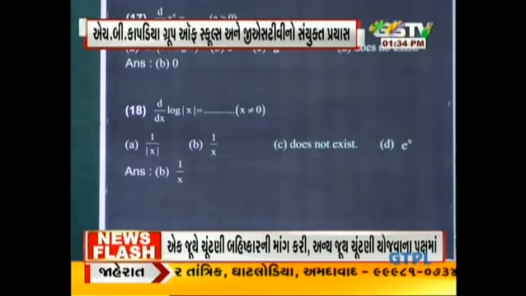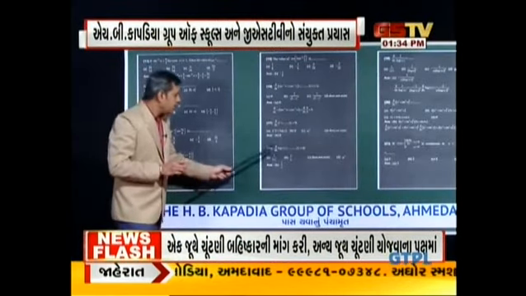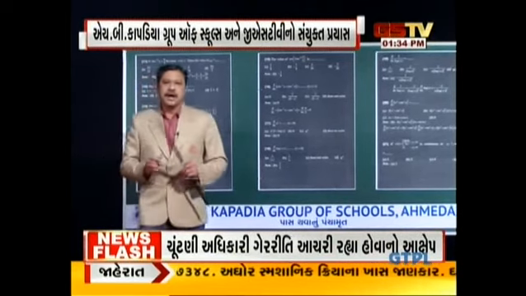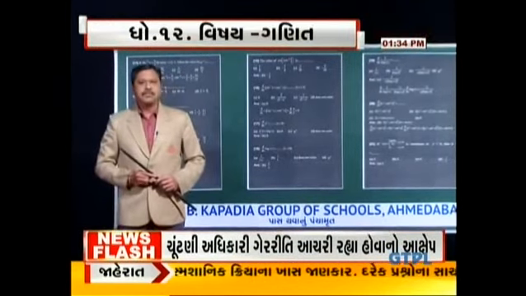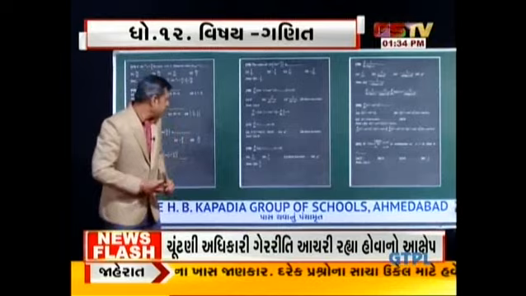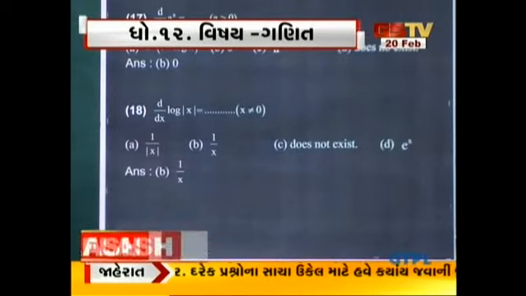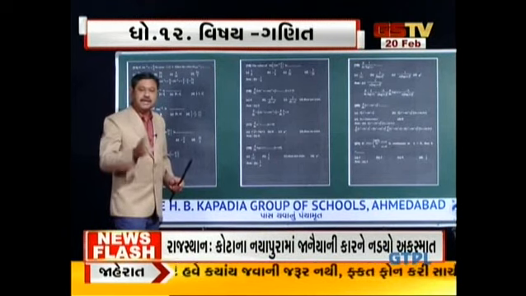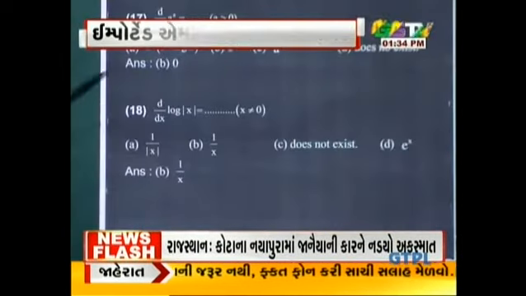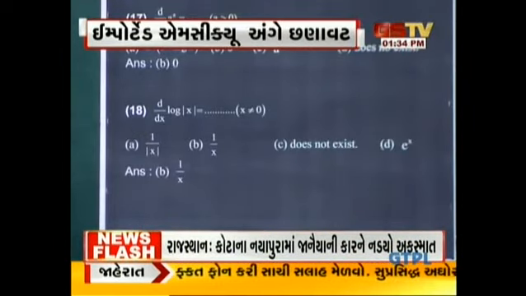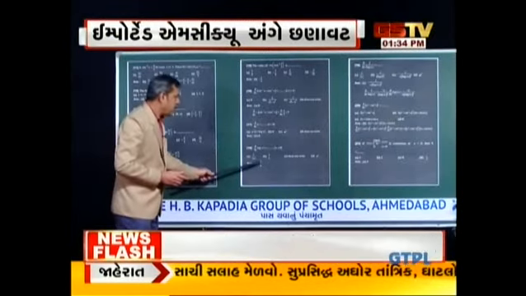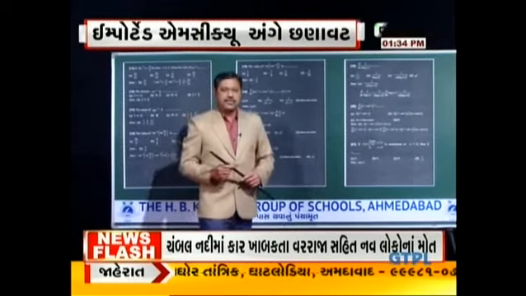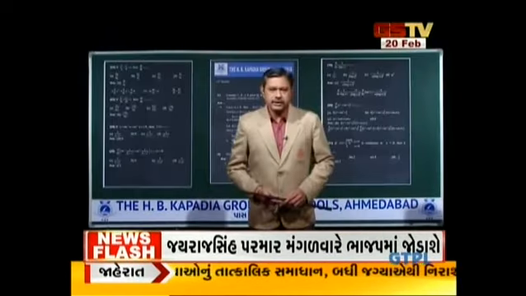Log x, logarithm function, and the domain of log function is always R plus, real numbers but positive. So student, here x is always positive, not consider mod x given, but not consider mod x as plus or minus x. Mod x is only x, so derivative of log x is 1 upon x. Student, next question number 19 we will discuss after this.